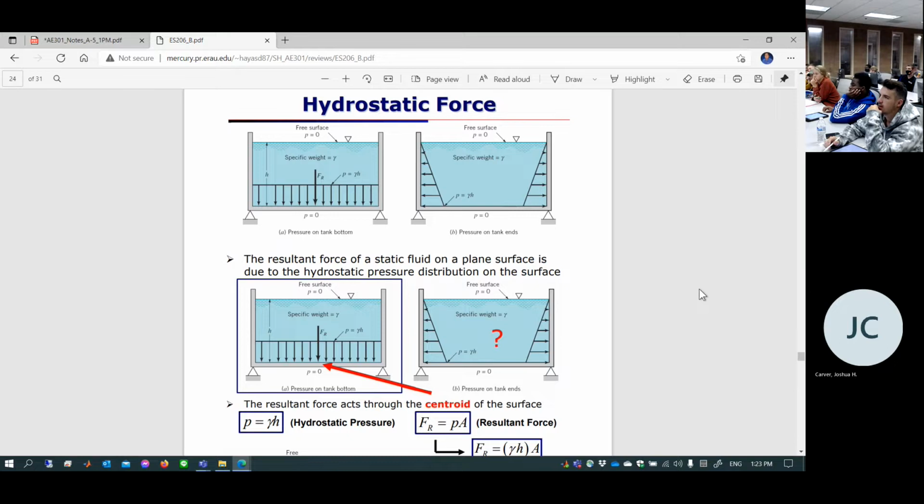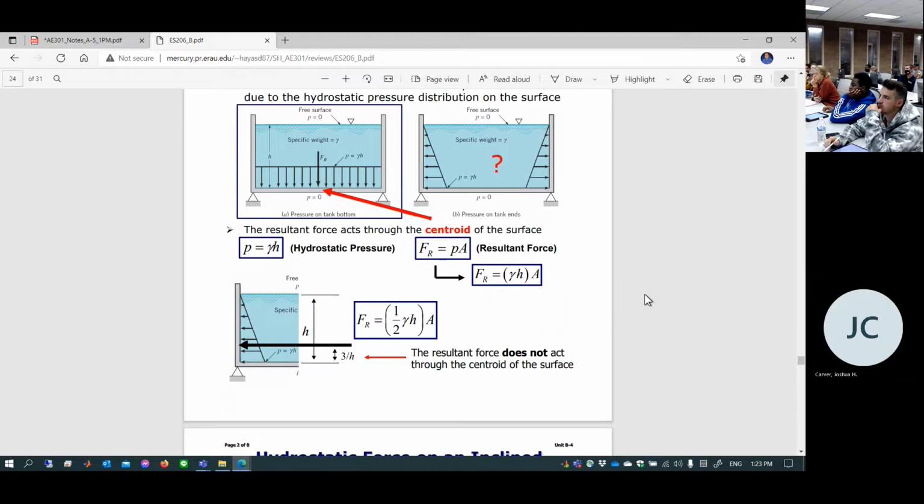For the bottom, yes, but on the side, 2/3 down. Where is that 2/3 down location called? Center. This is not the centroid of the surface. This is called center of pressure. Okay. Do you remember that?